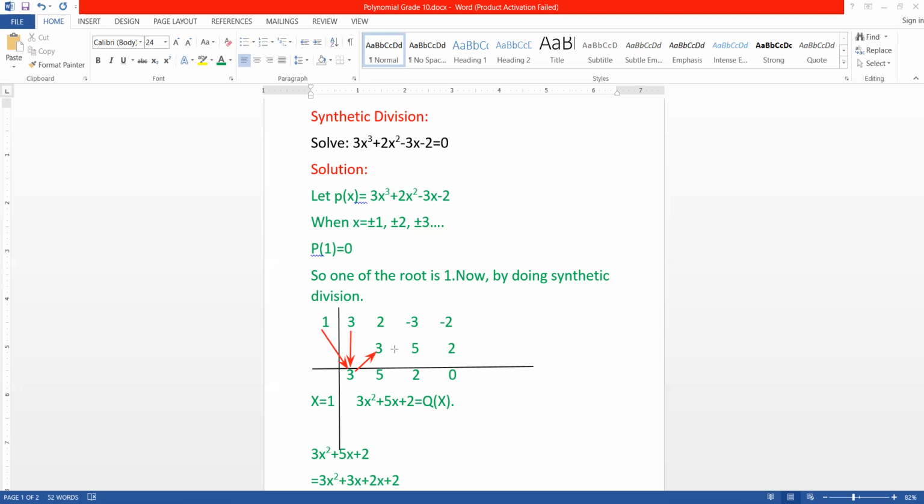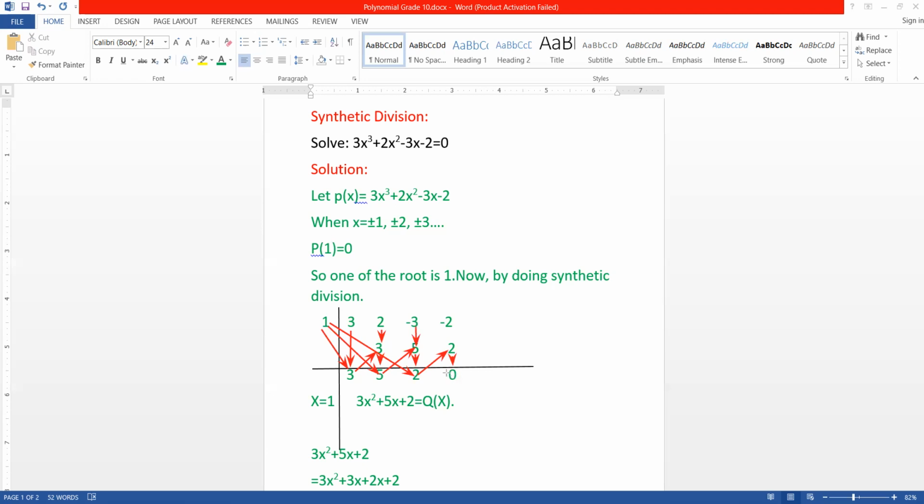Start by bringing down the 3, then multiply 1 into 3 and write the result just below the next coefficient, and then add these two. 2 plus 3 is 5. Then again multiply 1 into 5, which is 5, write it just below the next coefficient, and go on adding as before. Minus 3 plus 5: the bigger number is 5 and it has a plus sign, and when there is no sign in front, it means plus. So minus 3 plus 5 is 2. Then 1 multiplies this 2, 1 into 2 is 2, written here. So minus 2 plus 2 is definitely 0.